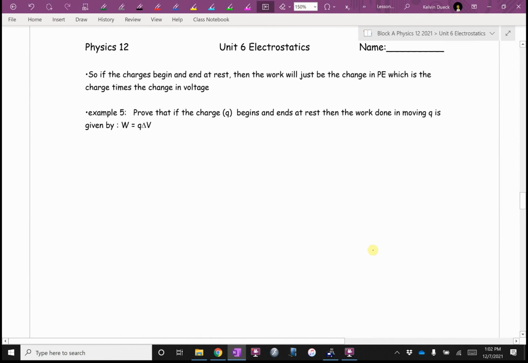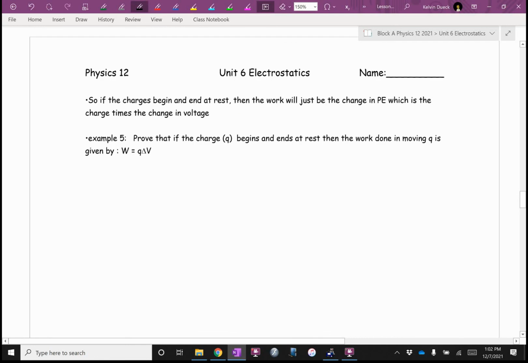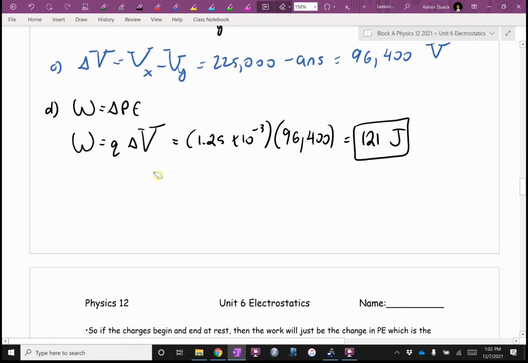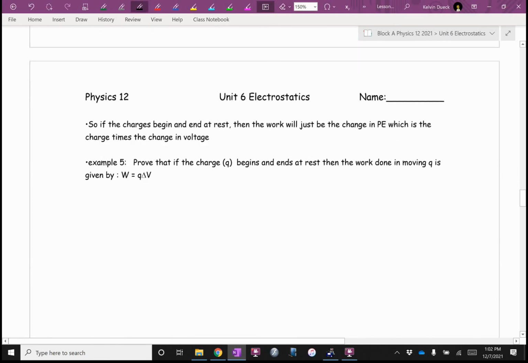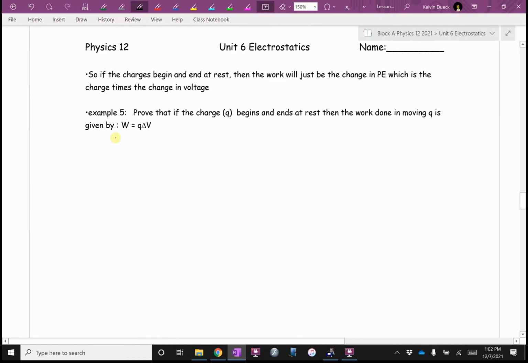Next page. So if the charges start at rest and end at rest, and you're finding work, you can say that work equals the change in potential, no change in kinetic. Example 5 says, prove that if a charge starts and ends at rest, the work is just given by Q, change in voltage. I think we already just derived it from our formula sheet, so I'm going to skip example 5. We already did.